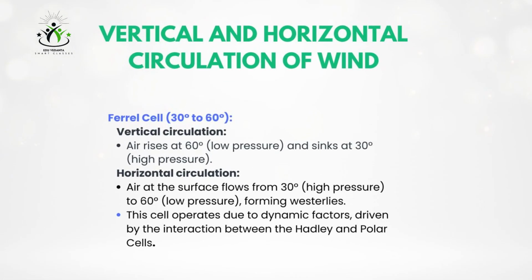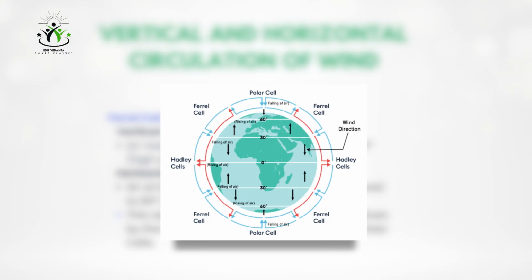Ferrel cell, 30 degrees to 60 degrees. Here, air rises at 60 degrees, low pressure, and sinks at 30 degrees, high pressure. The surface winds flow from 30 degrees to 60 degrees, forming the westerlies. This cell operates due to dynamic factors and acts as a link between the Hadley and polar cells.